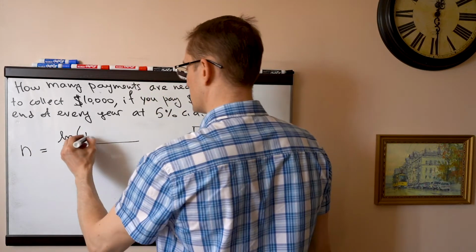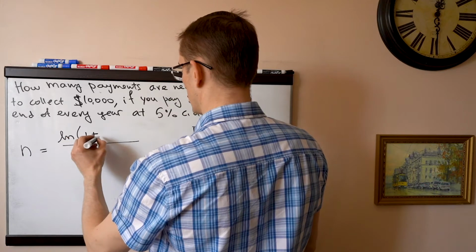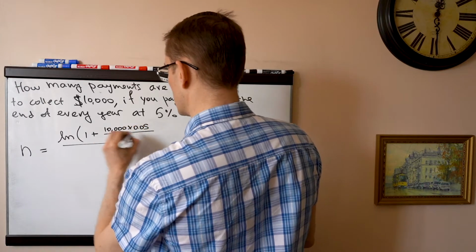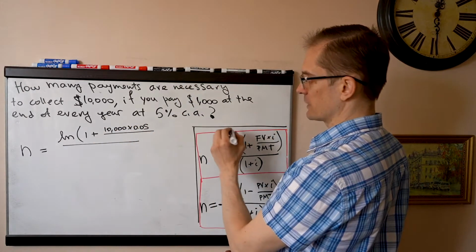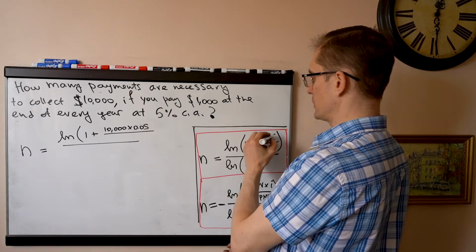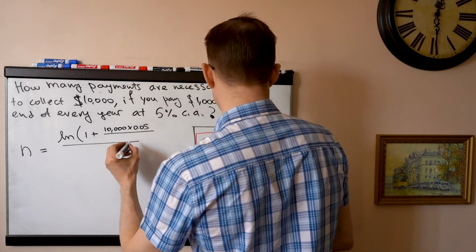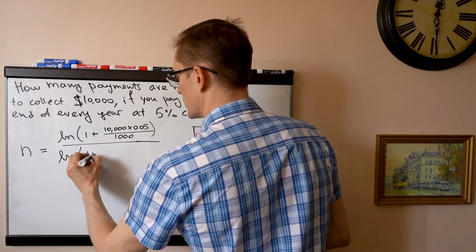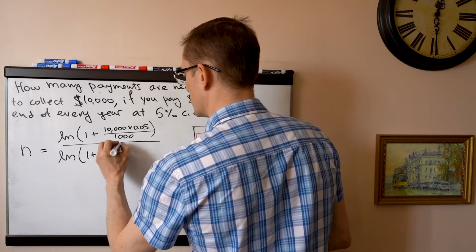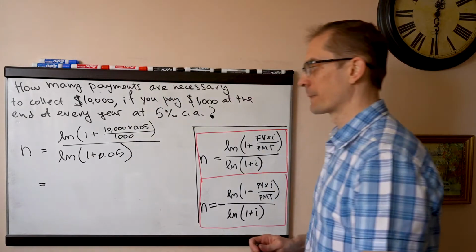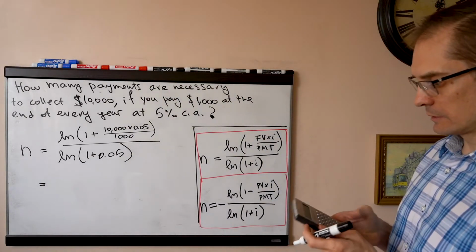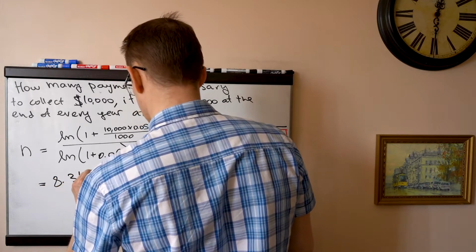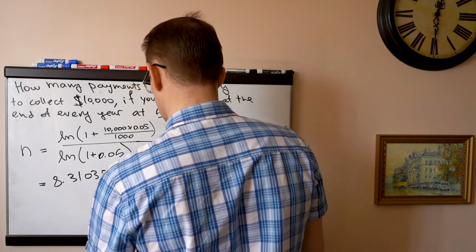So this will be 1 plus the future value, $10,000, times 0.05, because the rate i in this case is 5%. Nominal rate and periodic rate coincide because that's a rate compounded annually. So we divide it by 1,000 and we divide by 1 plus 0.05. Okay, so we will calculate that. The result is 8.310386223.